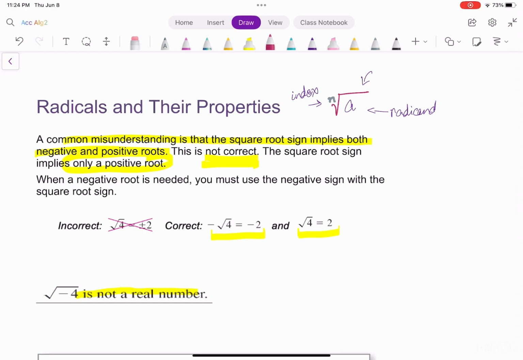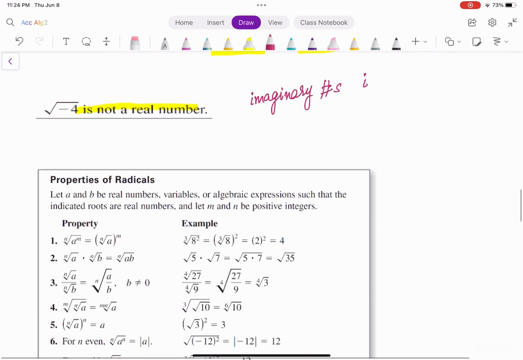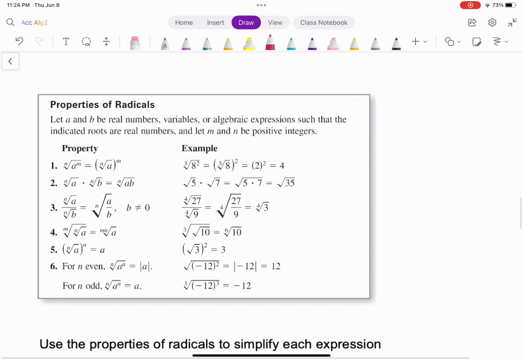Don't do that, because negative 4 is not a real number. It is an imaginary number, because you cannot take the radical of a negative number. When negative is there inside the radical, then that negative is the imaginary number, which is nothing but i. We will discuss it in later videos. So these are the properties of radicals.